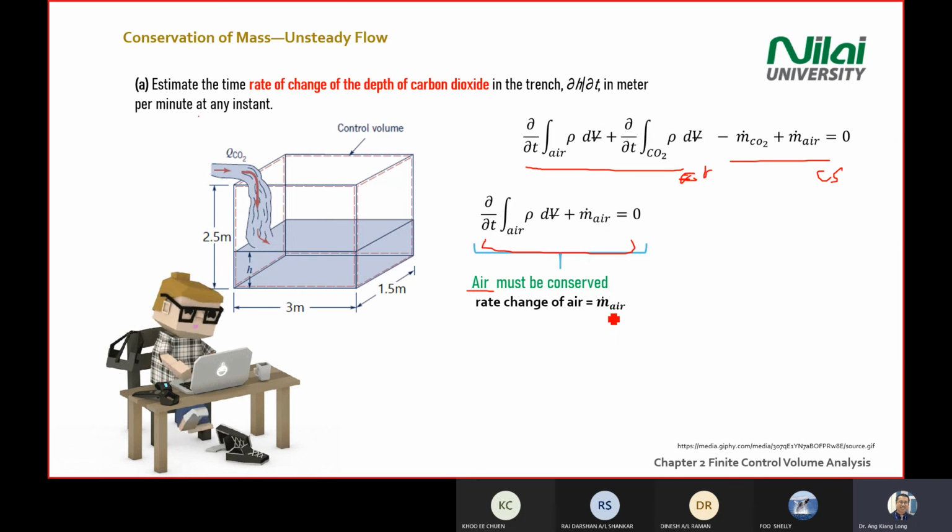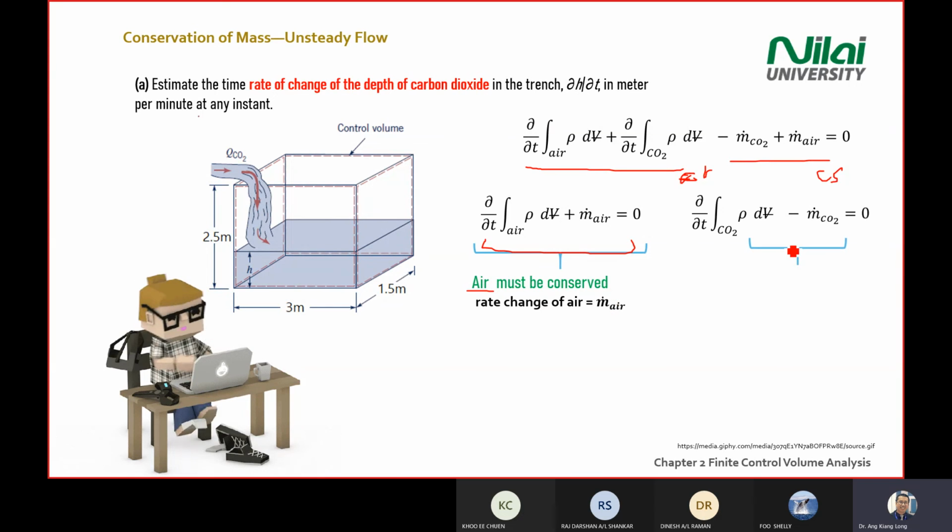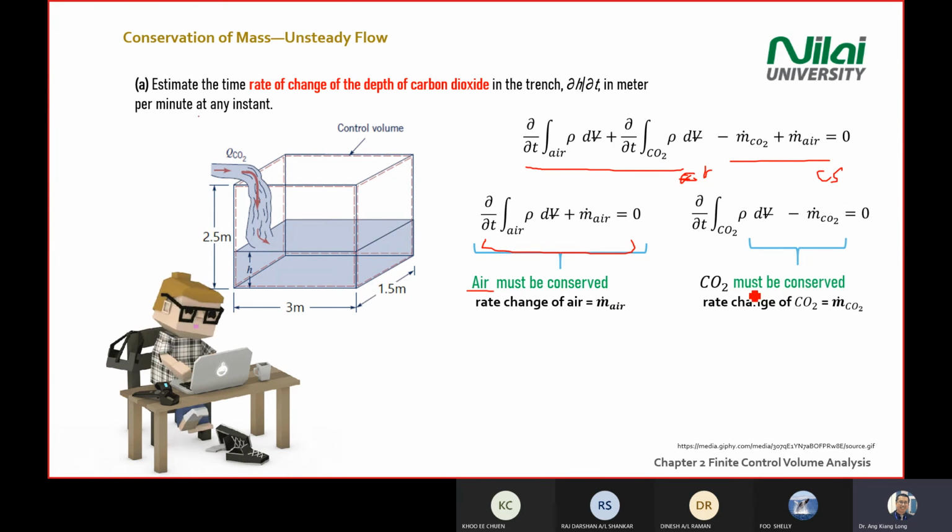The rate of change of air is m dot, right? CO2 also must conserve, because CO2 goes into the system also consistently. So m dot CO2 is the rate of change of CO2, the same with the m dot. There's no loss of air and there's no loss of CO2 inside the volume. So you continue to process the equation.